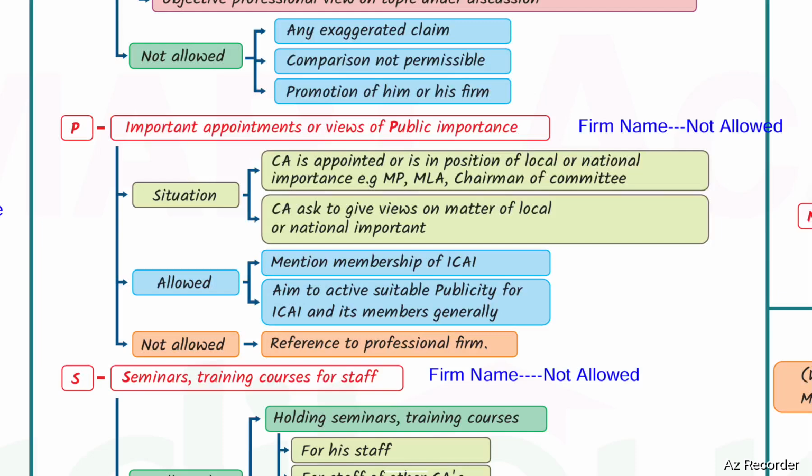Mention of membership of ICAI is allowed. Aim to achieve suitable publicity for ICAI and its members generally is allowed. Reference to professional firm is not allowed. That means firm name is not allowed in case of important appointments or views of public importance.